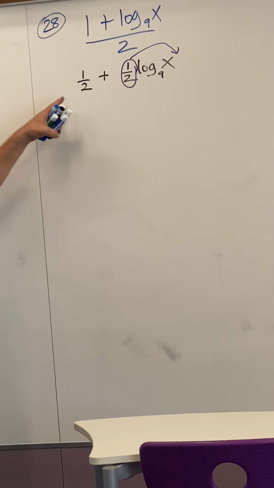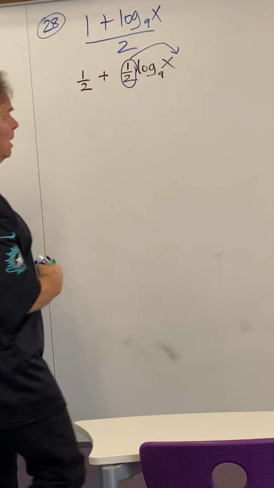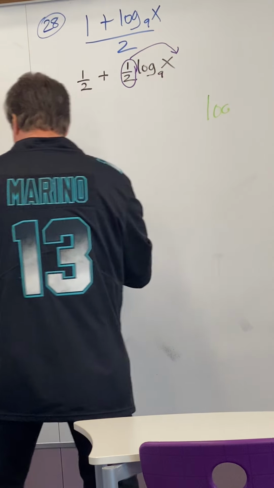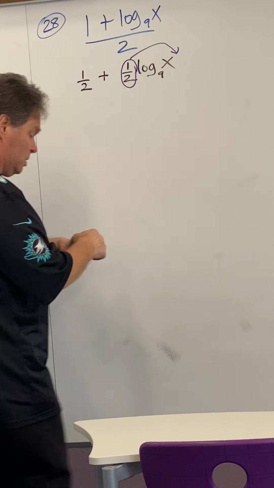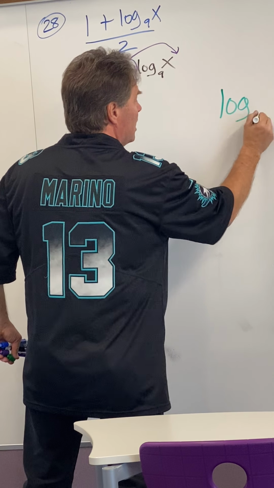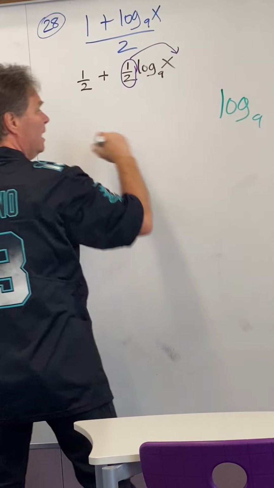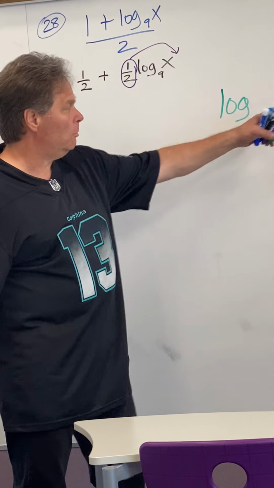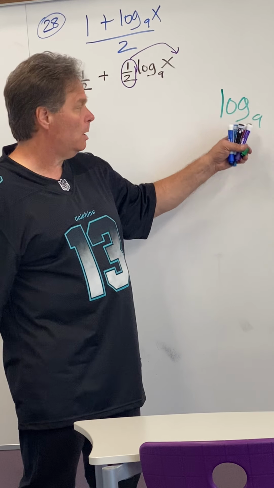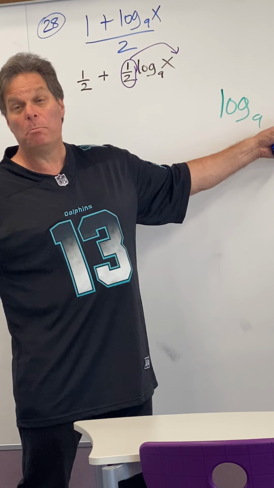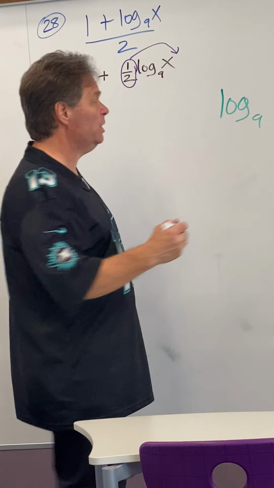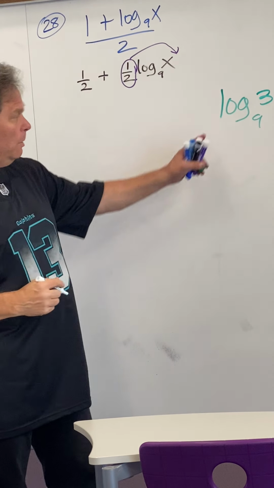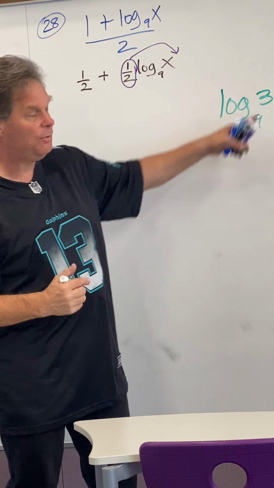Now this is going to take a little bit of thinking, so stay with me here. I need to write log base 9 of something. I need to replace 1/2 with log base 9 of something. So 9 to the half power. Remember what half power is? Just square root. 9 to the half power is square root of 9, which is 3. So I would have to replace 1/2 with log base 9 of 3.